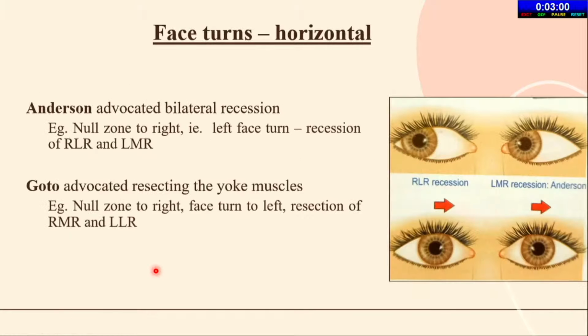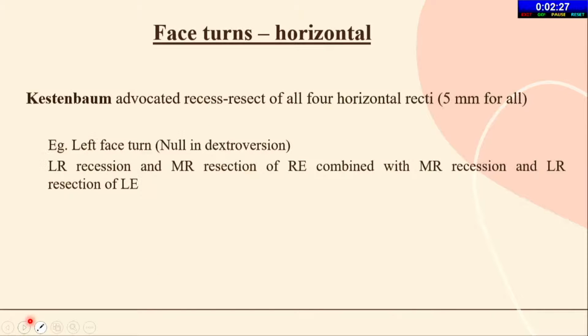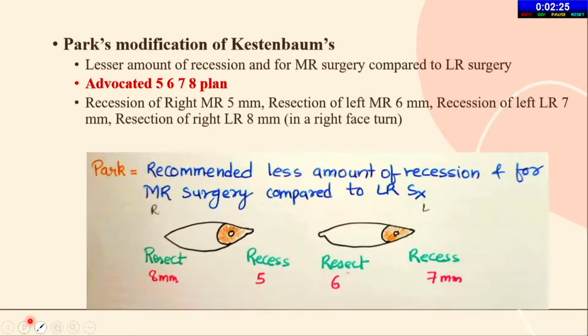So let's say we have a null zone to the right. The patient will assume a left head posture. So in Anderson, we have to recess the overacting muscles, that is the right lateral rectus and the left medial rectus. Similarly, in Goto, we have to resect the yoke muscles. In a left face turn, we are going to resect the right medial rectus and left lateral rectus, which are underacting. Kestenbaum advocated both recession and resection.